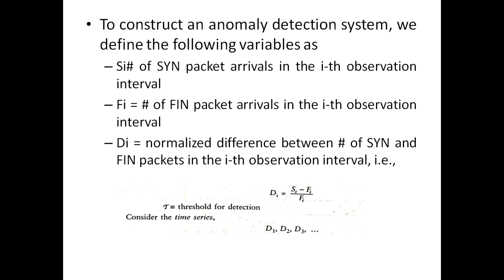To construct an anomaly detection system, we define the following variables. Si is the number of SYN packet arrivals in the ith observation interval. Fi is the number of FIN packet arrivals in the ith observation interval. Di is the normalized difference between the number of SYN and FIN packets in the ith observation interval, calculated as Di = (Si - Fi) / Fi, whereas T is a threshold for the detection. Then consider the time series D1, D2, D3, etc.